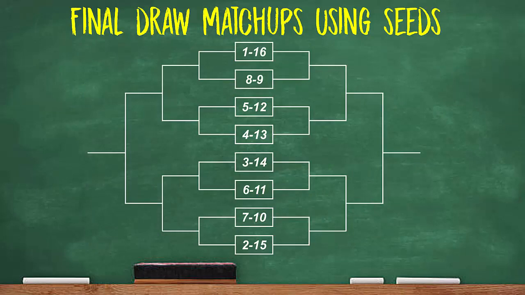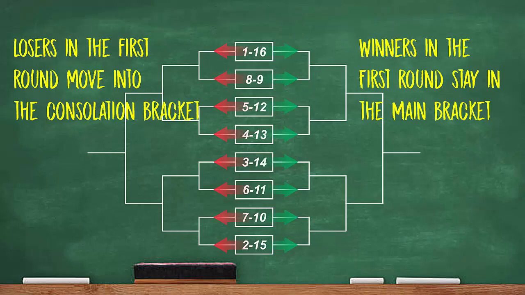So here we have an example of the final draw matchup using these seeds. And as you can see at the very top of the draw, the number 1 seed plays the number 16 seed, and way down at the bottom, the number 2 seed plays the number 15 seed. And the other players are spread out in a similar fashion. Now in the first round of the final draw, the winning players, as you would expect, move to the right and stay in the main bracket, while the losing players in this first round move to the left into the consolation bracket.